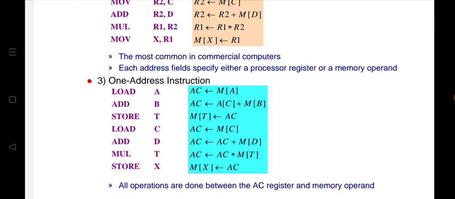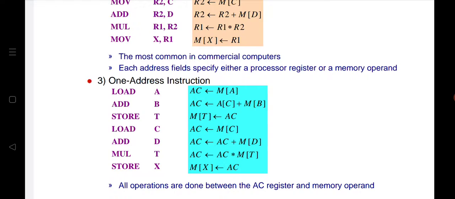Next I am going to load C, so the accumulator will hold the C data. Add D: accumulator is equal to accumulator plus D. So indirectly I am performing C plus D. Once I have performed C plus D, the result will be there in the accumulator.